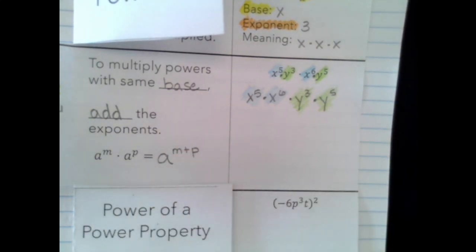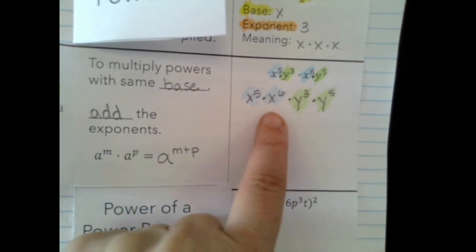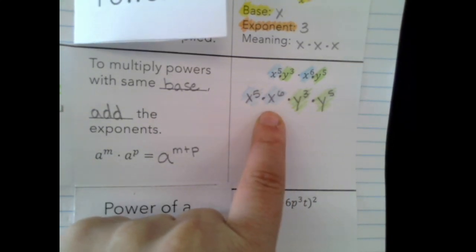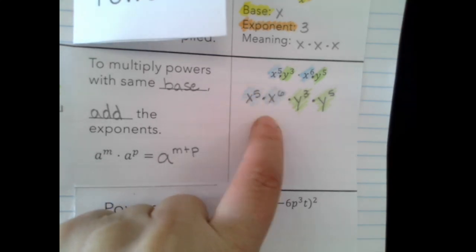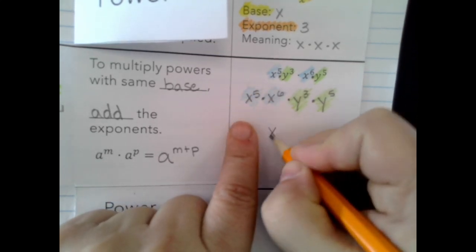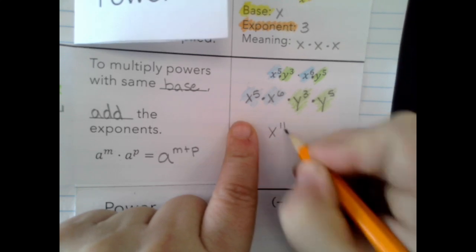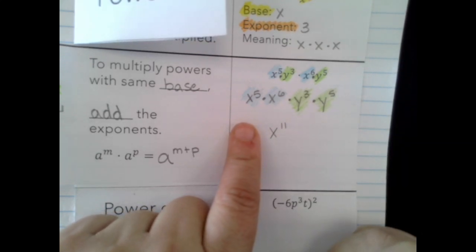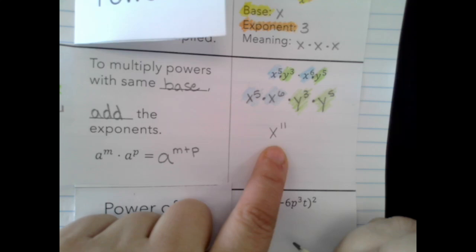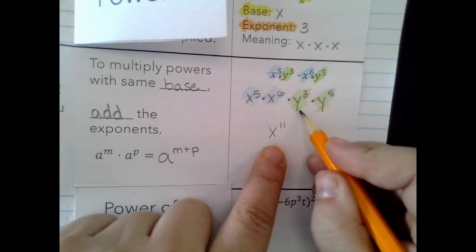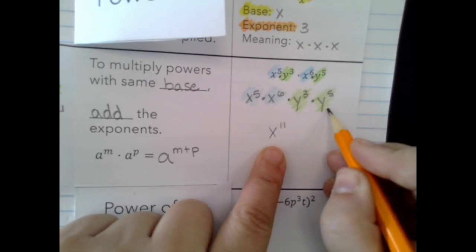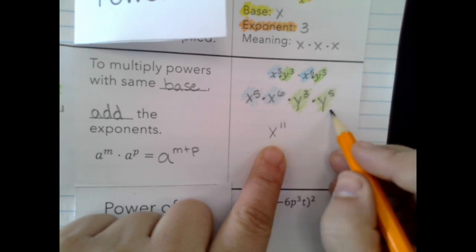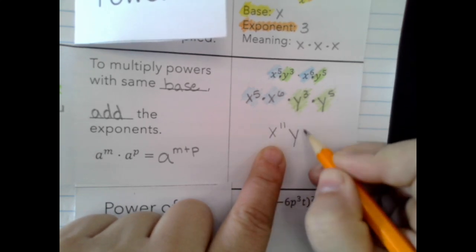So in my answer, I only want one x written as a base and only one y written as a base. So if I have x to the 5th power times x to the 6th power, how many x's is that really together? 11. So x to the 11th power. And then if I have 3 y's that I'm multiplying, and I multiply it by 5 more y's, how many y's altogether are we multiplying? 8.